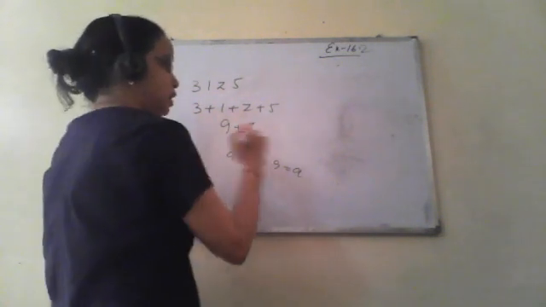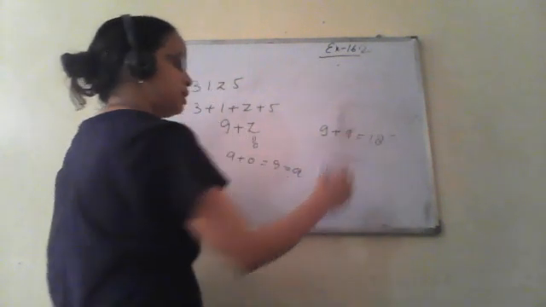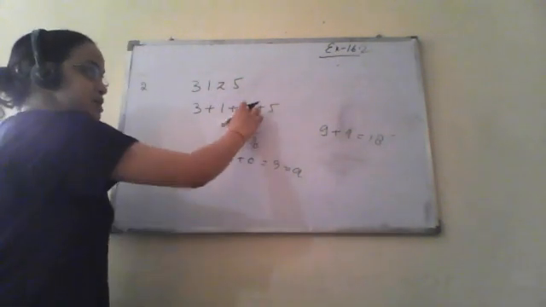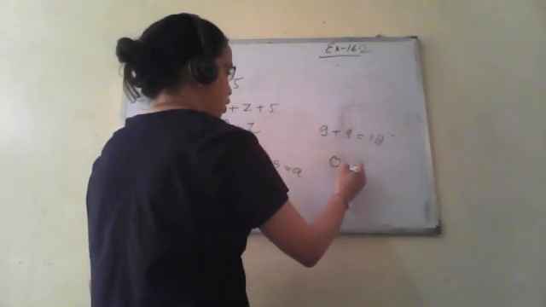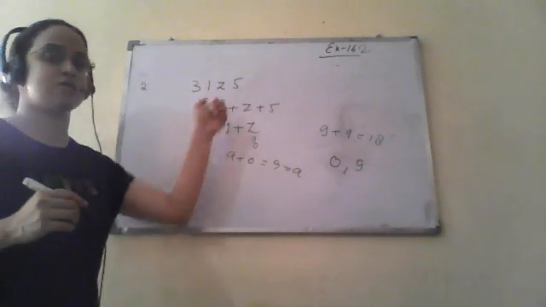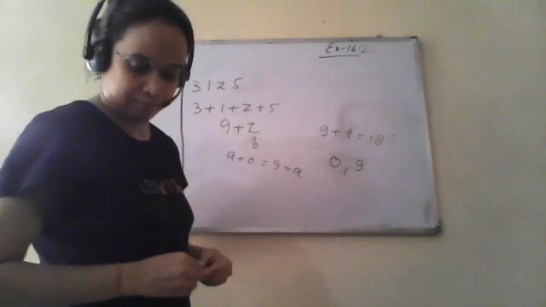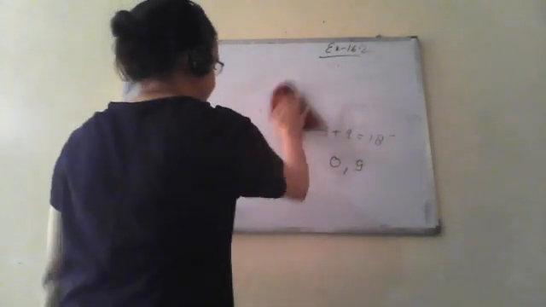Now if I put z equals 9, what will it be? 9 plus 9, it will be 18. Again it will be divisible by 9. So here z can have two values. It can either have 0 or it can have 9. Both these values will make this number divisible by 9. Clear?